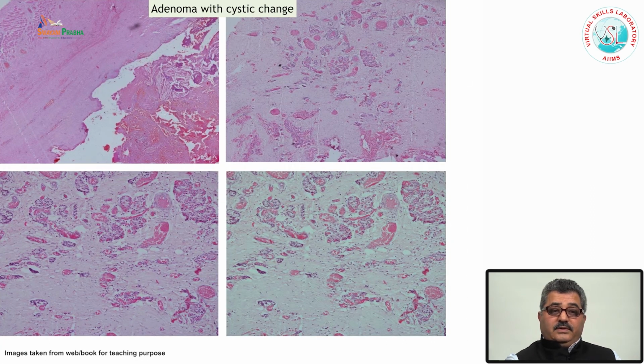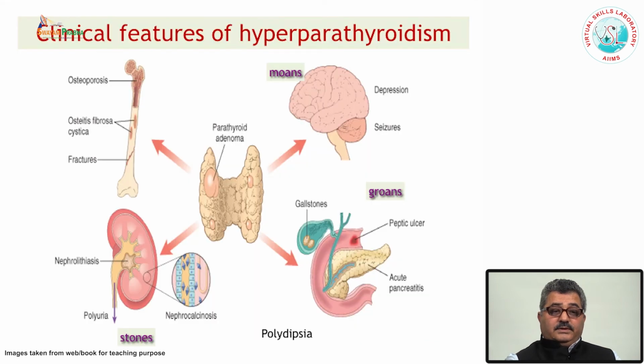This is one example. This is the adenoma with cystic change, and because of the cystic change there are a lot of adhesions, and these cells appear as if they are infiltrative, but actually they are not infiltrative. So one has to be very careful in those adenomas where there is a cystic change, as it can mimic parathyroid carcinoma.